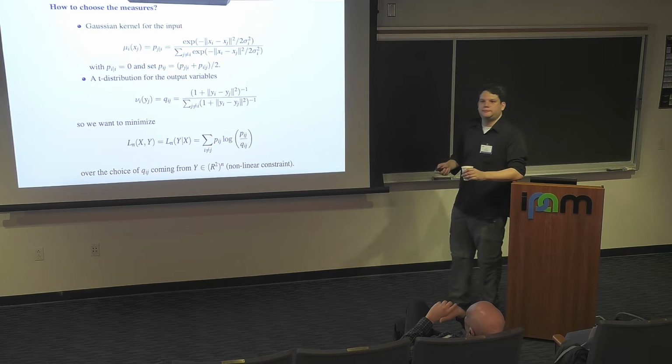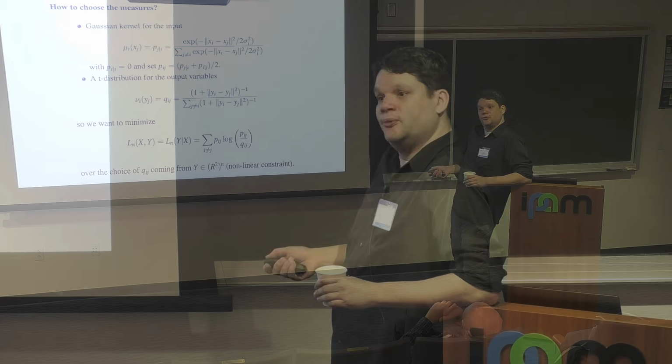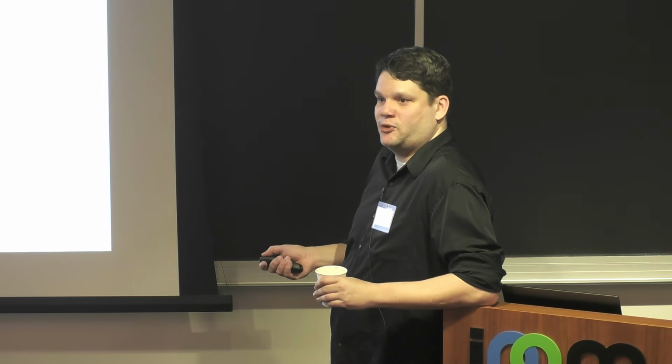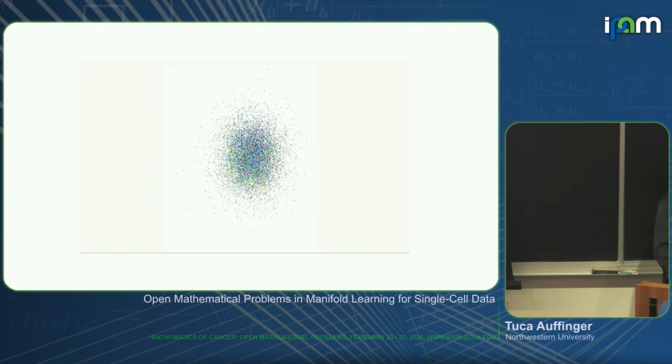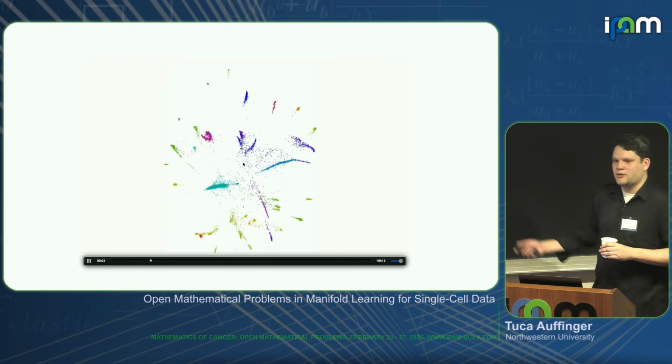So the optimization will be in an n-dimensional space? My optimization will be on the Q's, with the P's given. Okay, I have a video so that you can see this is t-SNE, this is gradient descent.